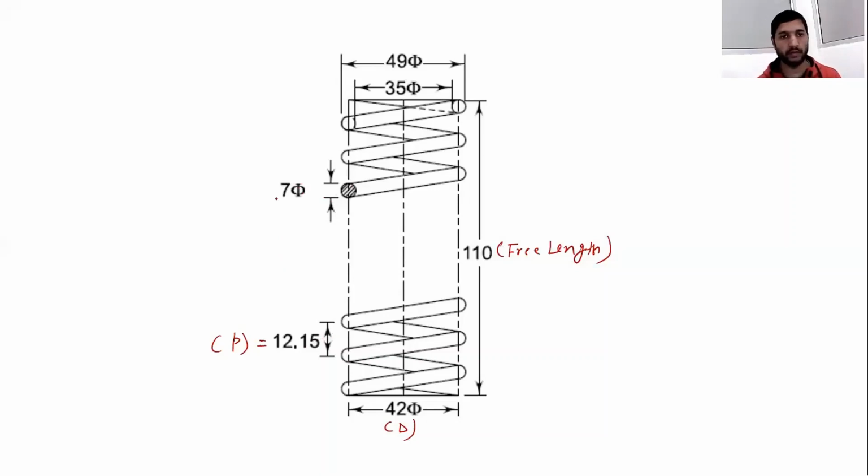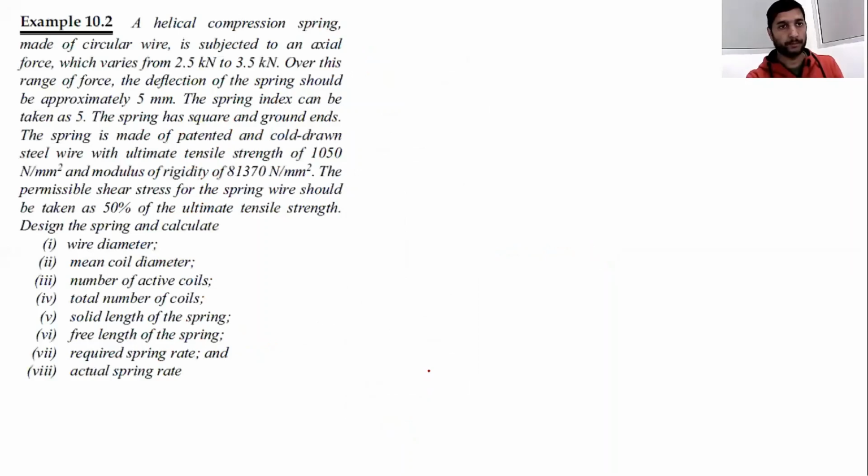ये 7 mm, this is the wire diameter, small d आपके पास दे रखा है. और उसके बाद outside diameter हमारे पास 49, this is the inside diameter. ओके, ये सब चीजें हैं जो हमने निकाली. This is basically your spring, how we will design the spring. Now let us move ahead and solve one more question on this particular topic.